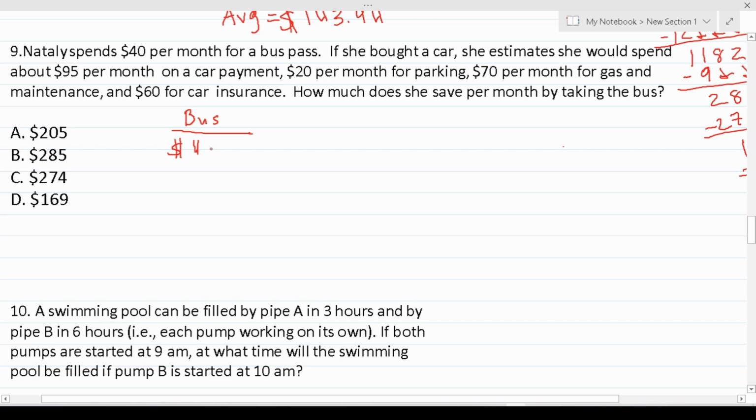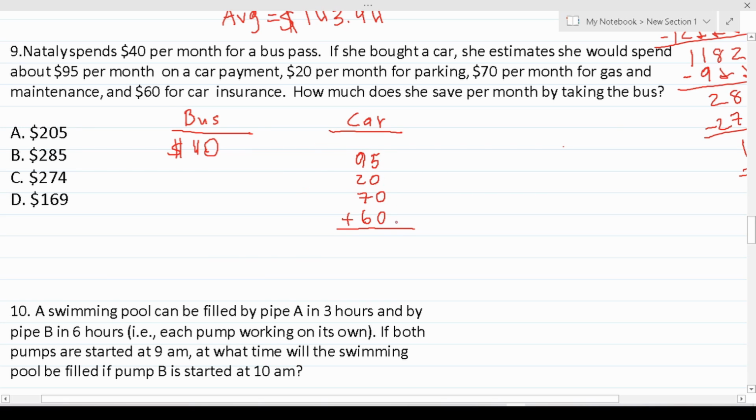And my pen is starting to act up a little bit. That said, we know she has all these fees associated with car ownership. And let's just list them out. She has $95 payment, $20 parking fee, $70 for gas and maintenance, $60 for car insurance. To figure out how much cheaper it is to just take the bus, we're going to add all these up and subtract it by 40. So let's go ahead and do so.